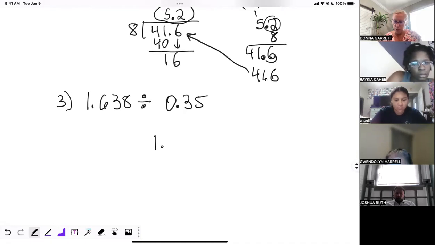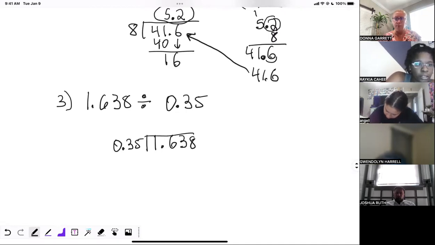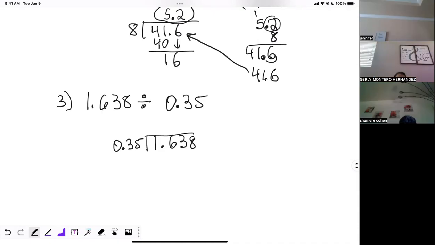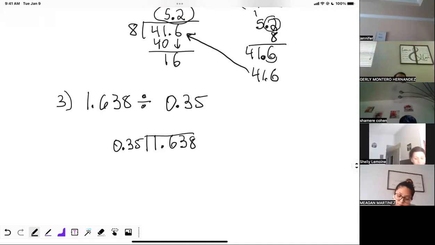So 1.638 divided by 0.35. This time, how many decimal places do we have to move? 2, right? Because we have 2. So to make a whole number, I've got to move this one 2 decimal places. So I'm going to rewrite it.